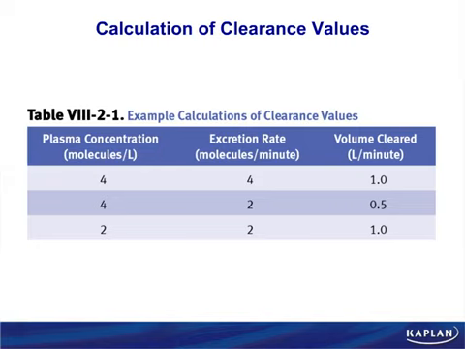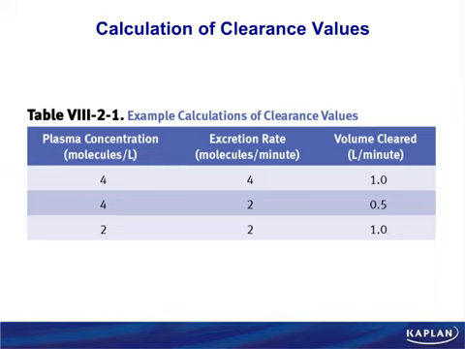So 2 molecules are excreted in the urine. Your excretion rate is 2. The other 2 remain in the plasma. So now, when we look in the renal vein, we will see 2 molecules left in the renal vein. We no longer cleared 1 liter of plasma. We now say that we cleared half a liter of plasma because 2 molecules have remained.